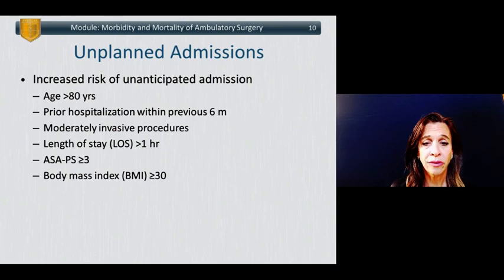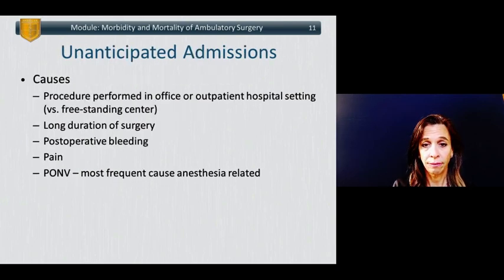So there's an increased risk of unanticipated admissions with patients who are older than age 80. Prior hospitalizations within the previous 6 months before surgery increases one's risk. Moderately invasive procedures are more likely to be associated with unplanned admissions. And length of surgery that is greater than 1 hour increases one's risk. ASA physical status scoring also predicts risk, with the risk rising in those who are ASA 3 and higher. And patients who are overweight or obese have a higher risk as well.